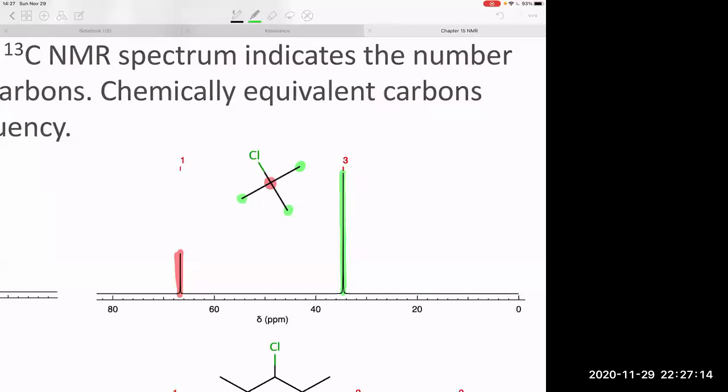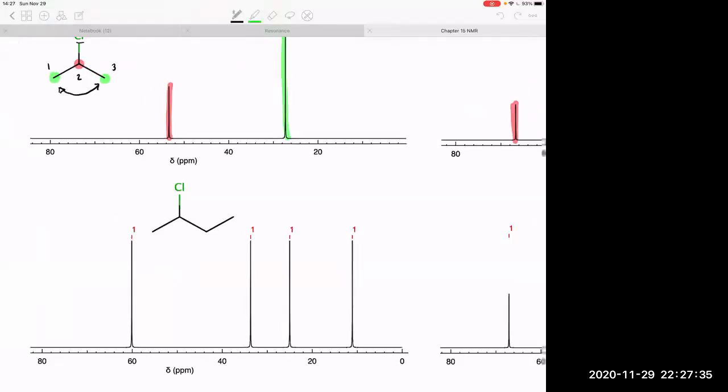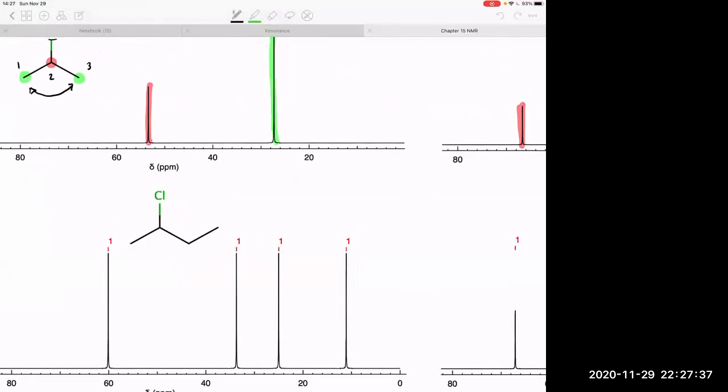So again, we're just counting the number of signals that we have and matching that to the number of chemically distinct carbons in our molecule. We have 2 chemically distinct carbons. And note, this chlorine isn't a carbon, so it's not going to give us a signal in our C13 NMR. Remember, we're specifically focusing on carbons. We go down here. We have 4 signals, and so that's going to correspond to 4 chemically distinct carbons.